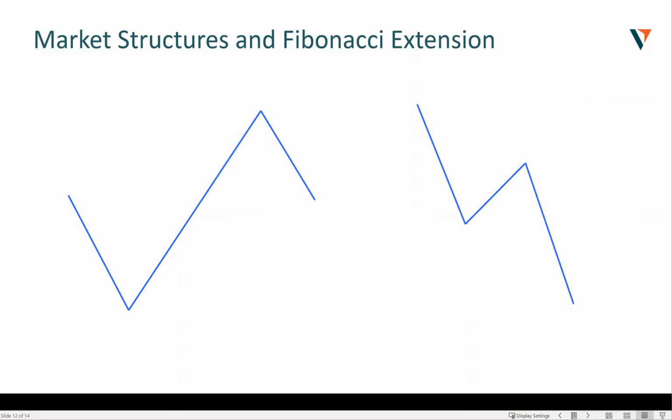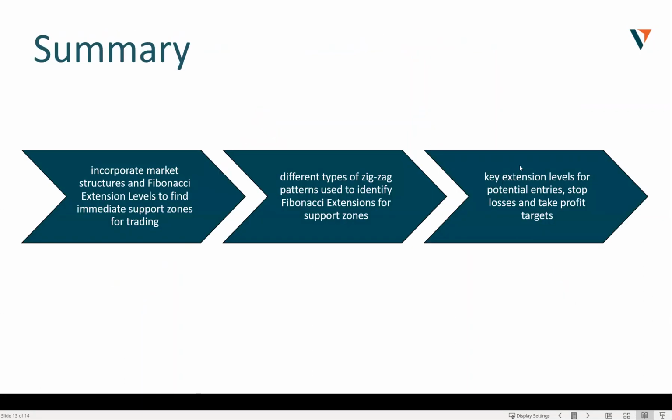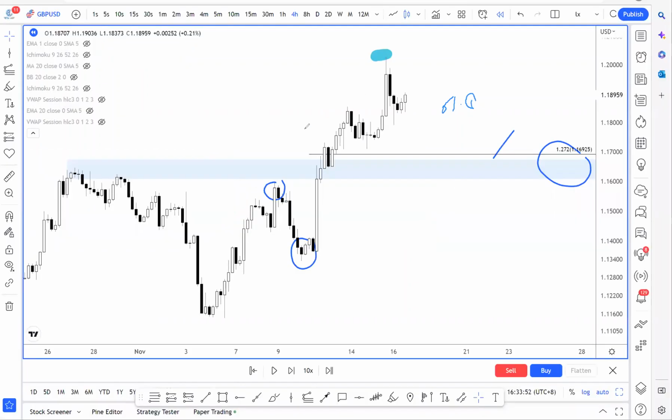And then finally, what we have also covered is key extension levels for potential entry, stop losses, and take profit targets. The common ones that I look at would be the 61.8 extension. Maybe for this, let me just switch it to TradingView so that it's easier. So these are the common ones that I use.